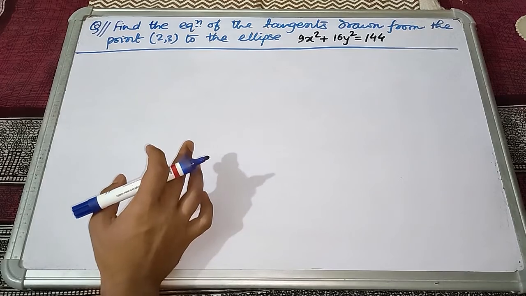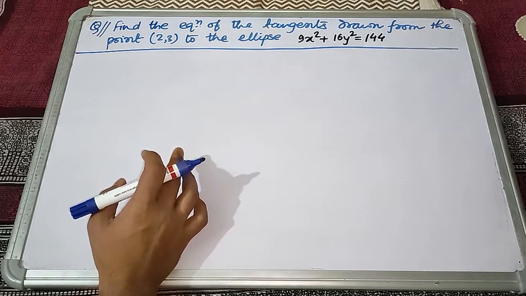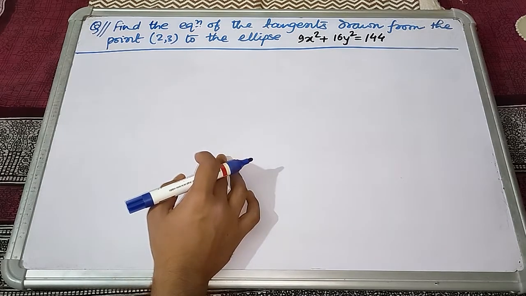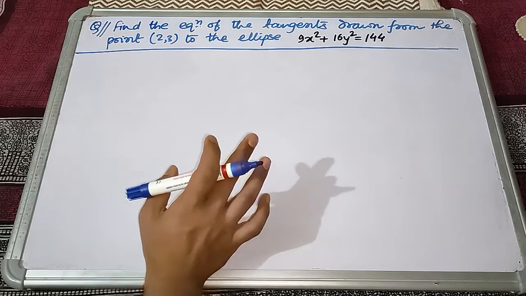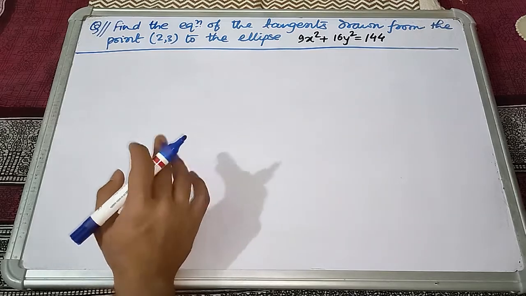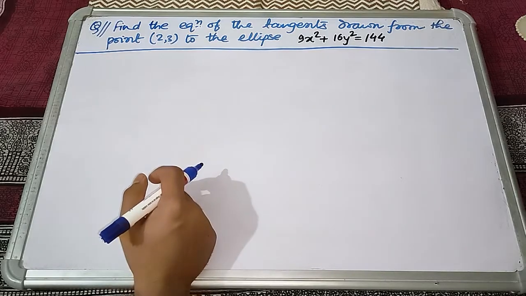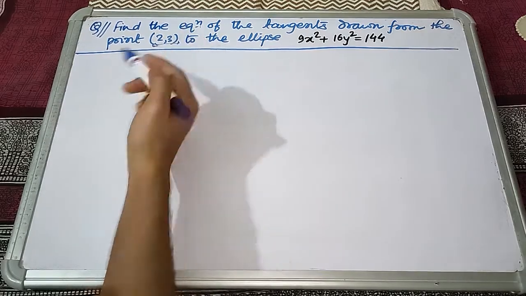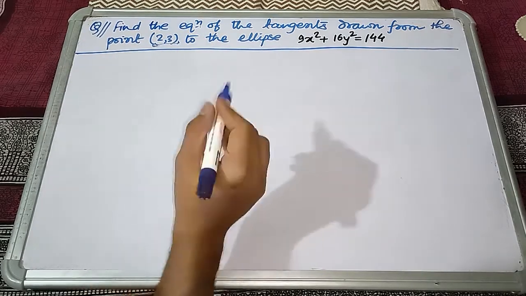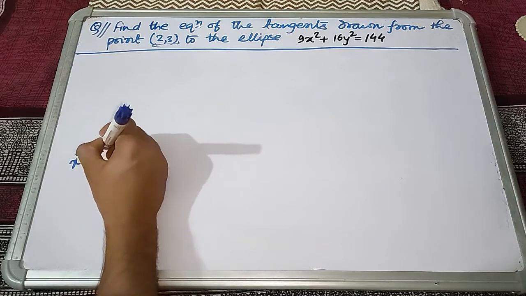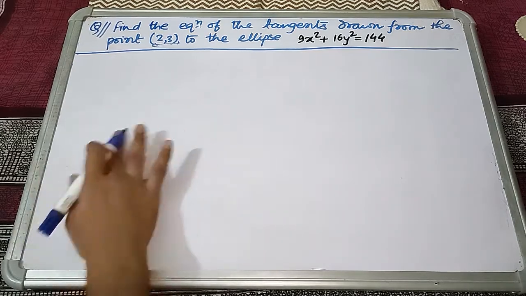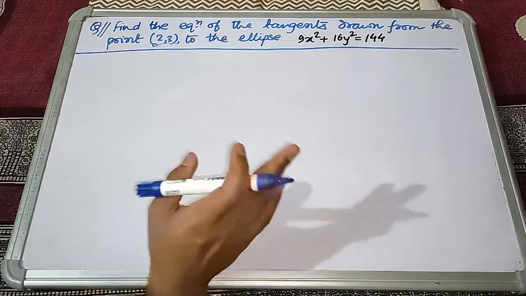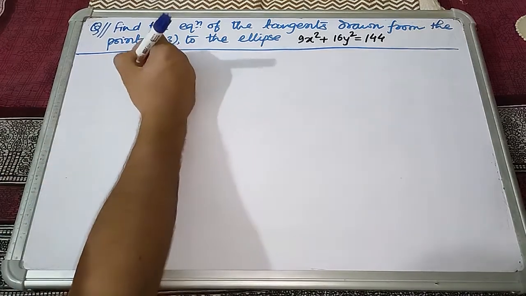Suppose we are given this question: find the equation of the tangents drawn from the point 2, 3 to the ellipse 9x square plus 16y square equals 144. Suppose you are solving this question in the examination hall, what will be the first step you will do? The first step you should do is check whether this point lies on the ellipse or not. If this point lies on the ellipse, then we go to the transformations, x square to xx1 and the following. And if it doesn't lie on the ellipse, then you just see what we will do now.